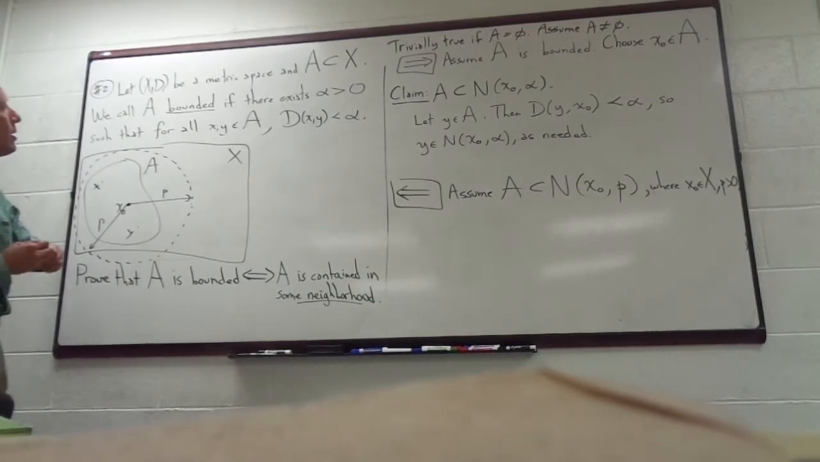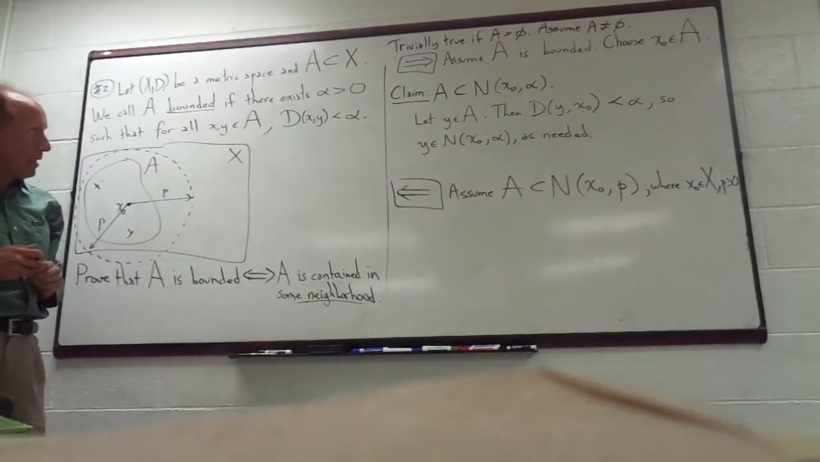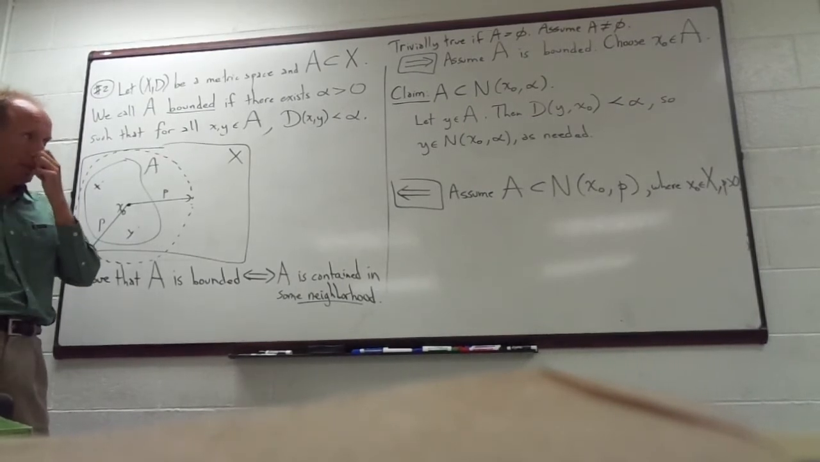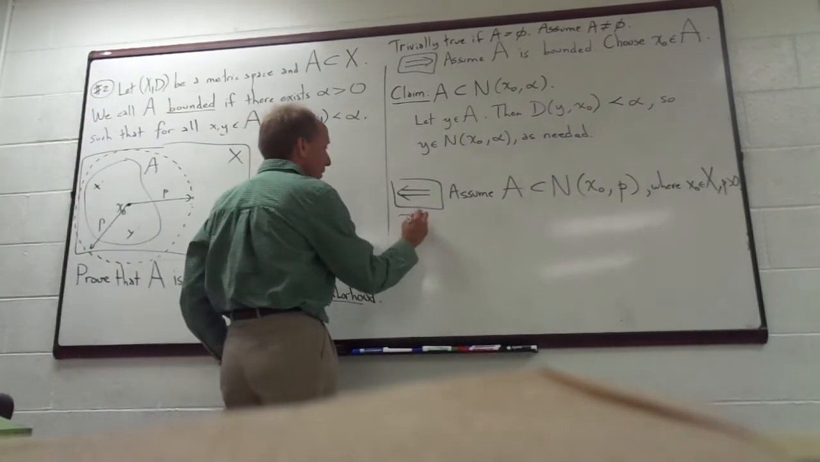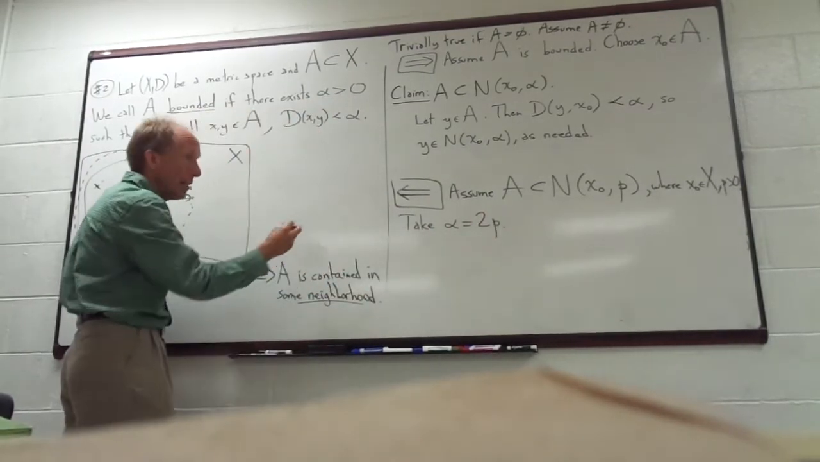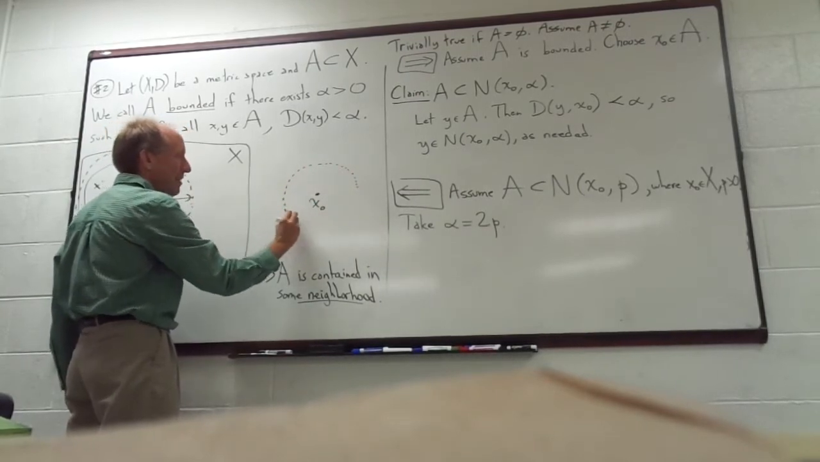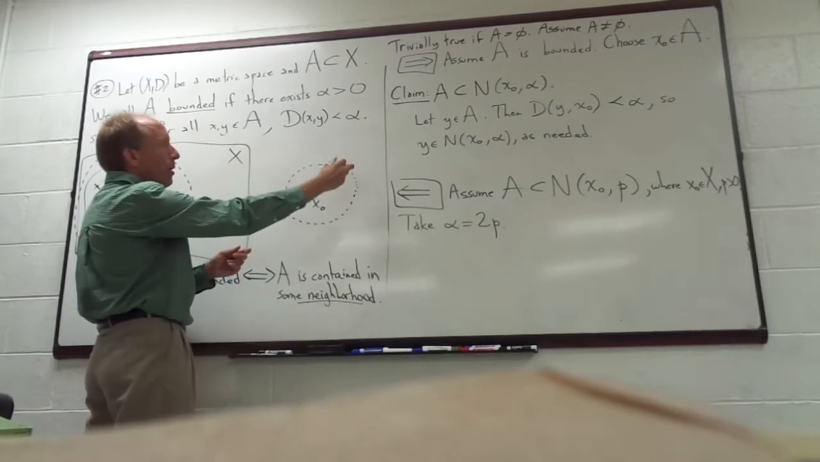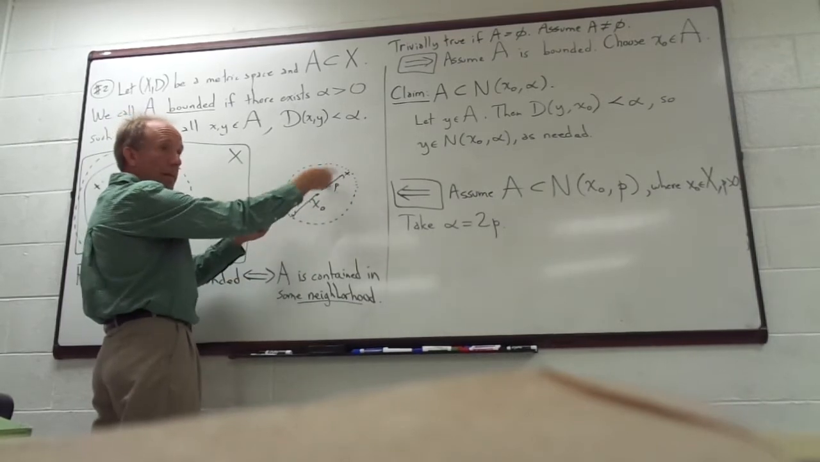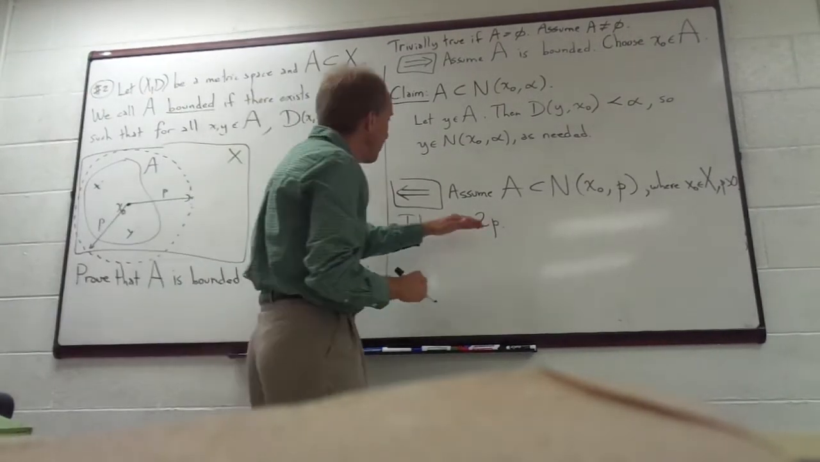To show that A is bounded, I have to come up with an alpha that's greater than 0 so that any 2 points are less than alpha apart. Does anybody have an idea? Alex? If you make alpha be 2p. Okay, so let's take alpha equal to 2p. The reason for that, you might already be thinking about why that is true. If I make my neighborhood here of radius p, what's the farthest apart that any 2 points could be? In this picture, it's 2p all the way across, right? So hopefully that makes sense. So I'm going to take alpha equal to 2p.